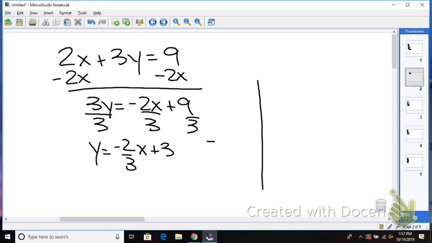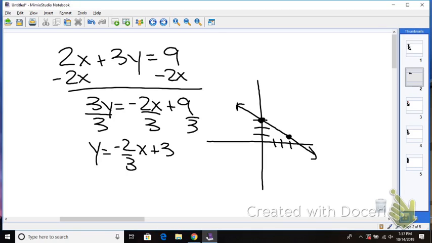So where do I start this graph? Up 3. And then my slope is what? Down 2, right 3. So down 2 over 3. So here would be your line.